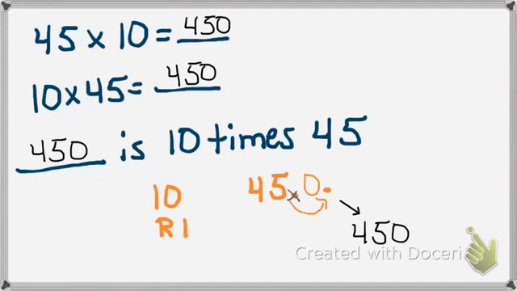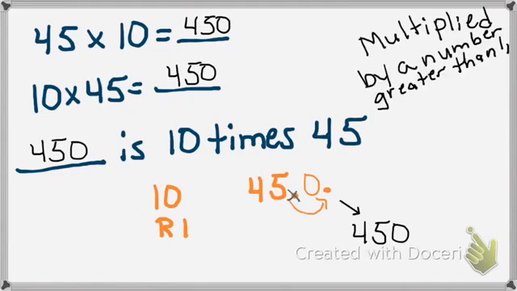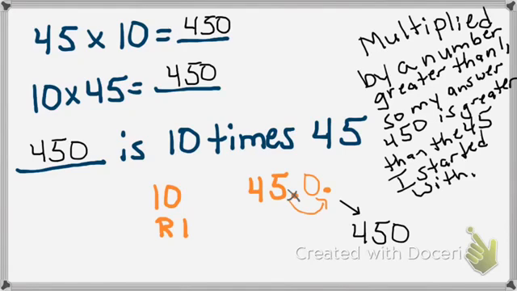And in my check, I multiplied by a number greater than 1 because 10 is greater than 1. So my answer, 450, is greater than the original number, the 45 I started with. Therefore, that makes sense.